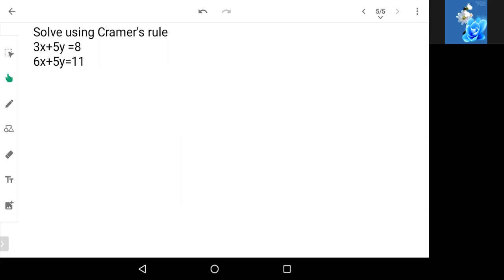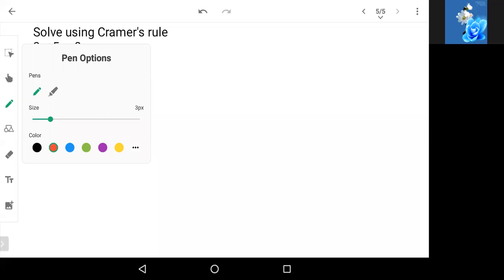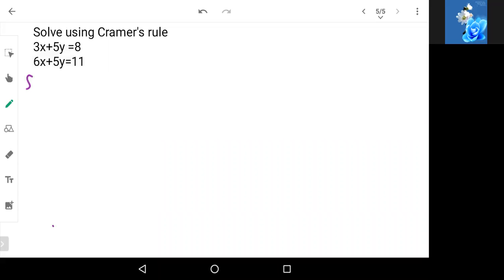Okay, now what we'll do is, we'll try and solve this one problem, and we will see how it can be done. Now first, solve using Cramer's rule. In this question, first we have to form the determinant. If you see the equation, it is 3x plus 5y is equal to 8. This is already in the form of ax plus by is equal to c, so no need to change. So let us form the determinant.